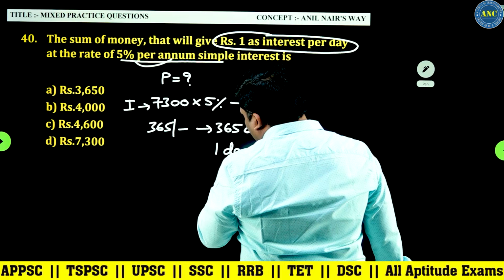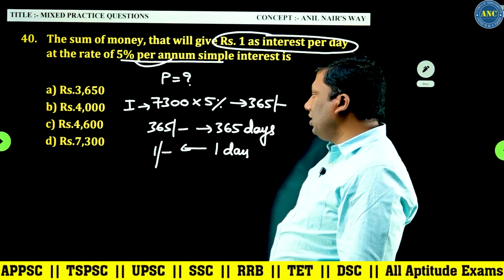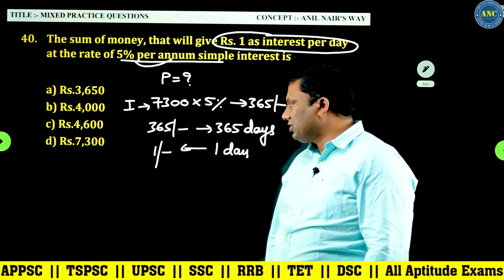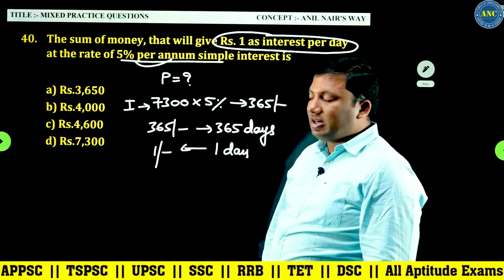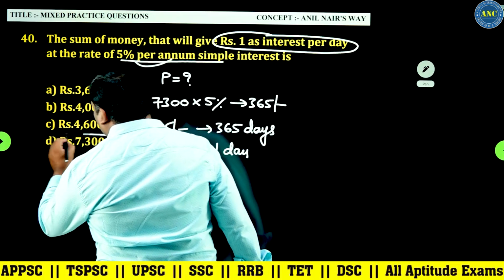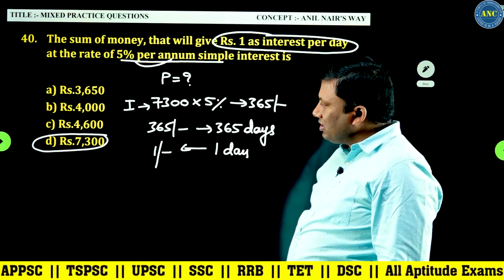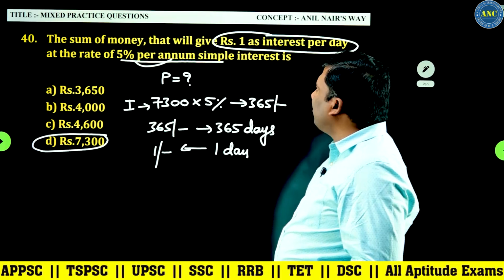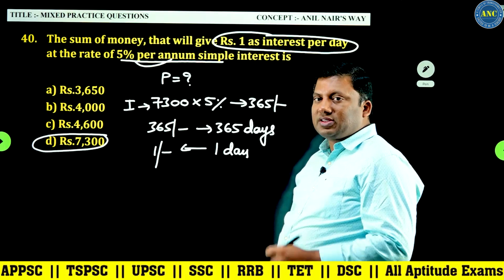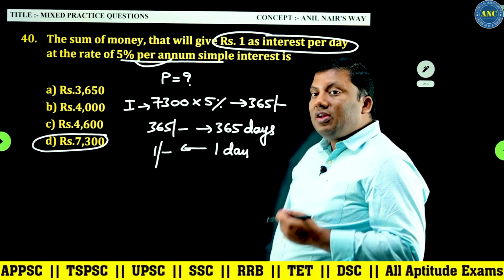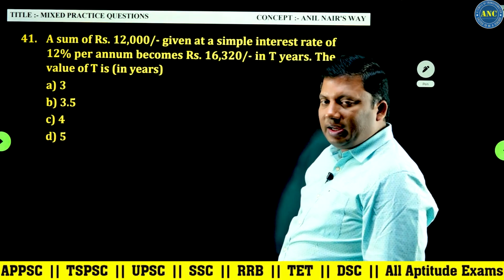That means 1 day it is 1 rupee. 365 rupees, 365 days, 1 day it is 1 rupee. What is given in the question? Per day the interest is 1 rupee. So the answer for this question is 7,300. 7,300 is the sum taken. 5% per annum interest: 7,300 into 5% is 365 rupees. 365 rupees, 365 days, per day it is 1 rupee.